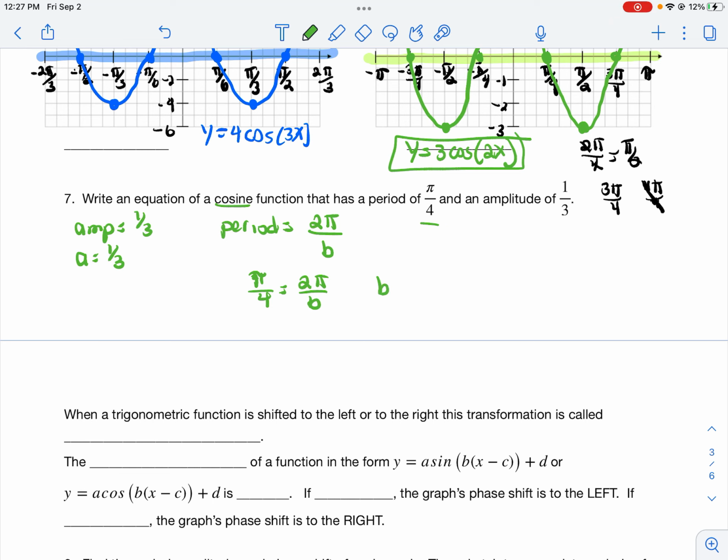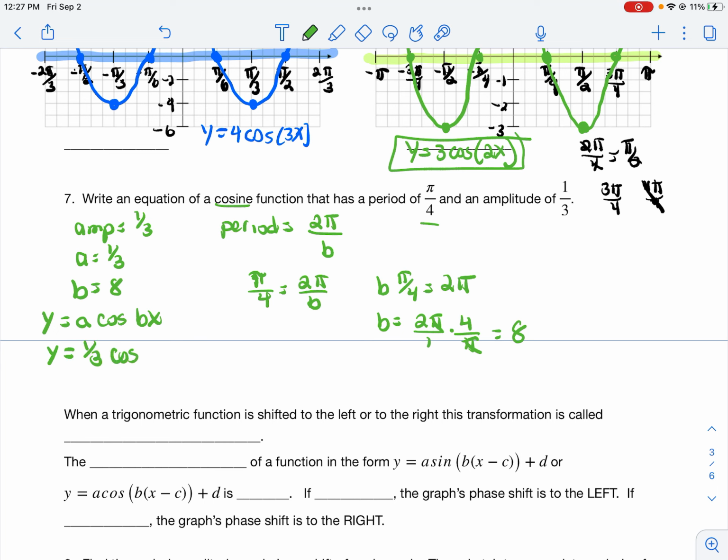So multiplying both sides of the equation by B, and then dividing by pi over 4. When you divide, you flip and multiply, and I end up with 8. So B is 8. So I go to my form y equals A cosine of Bx, and my equation is y equals 1/3 cosine of 8x. There you go, finding the equation given that data.